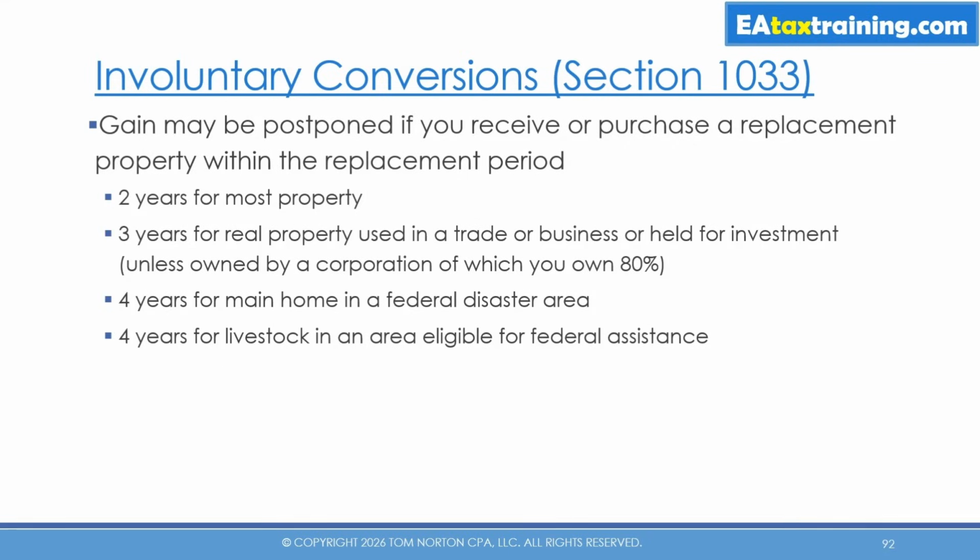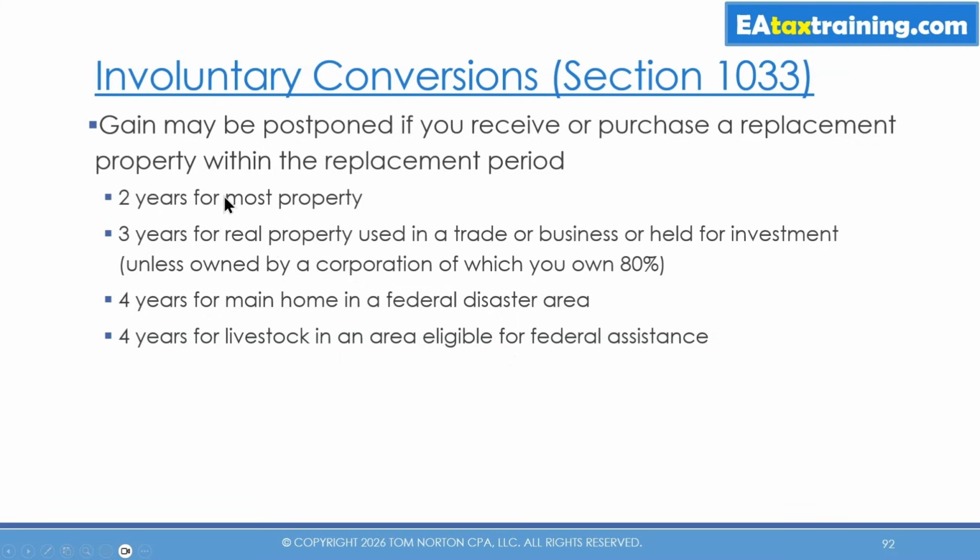When you have an involuntary conversion, the gain may be postponed if you receive or purchase a replacement property within the replacement period. The replacement period is generally 2 years. However, there's a few exceptions. If it is for real property used in a trade or business or held for investment, then it is 3 years. So if you replace that within 3 years, you can postpone that gain. It becomes 4 years for a main home if it was lost in a federal disaster area, and it is 4 years for livestock that are lost in an area that is eligible for federal assistance.